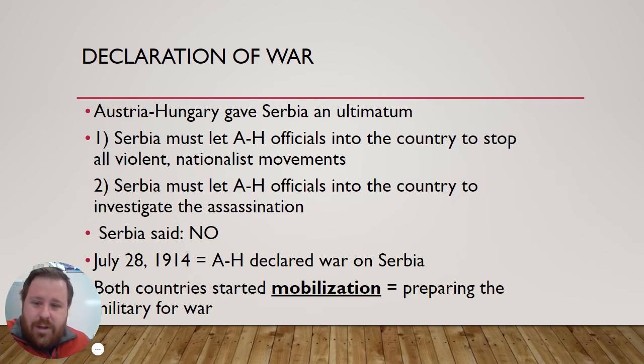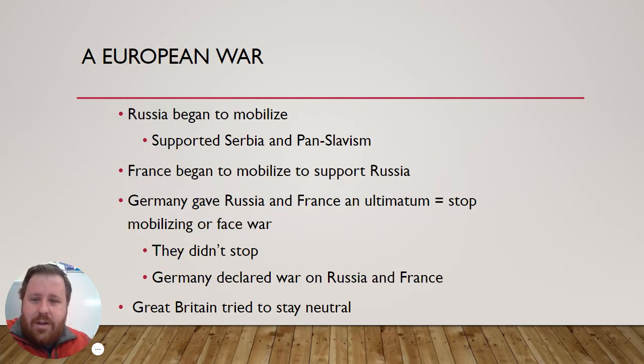So on July 28th, just a month after the assassination, July 28th, 1914, Austria-Hungary declared war on Serbia. Then both countries after that started mobilization. They start preparing their military for war. Mobilization takes a while at this time because the military is so large. So you have to now prepare your military for war and get started.